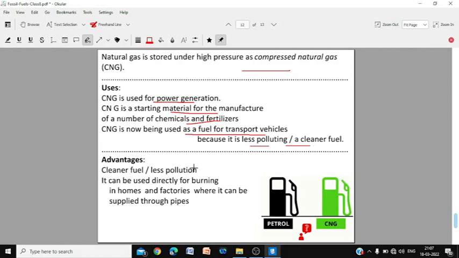What are the advantages? It's a cleaner fuel, meaning very little pollution. It can be used directly for burning in homes and factories where it can be supplied through pipelines. So nowadays you may be finding this even in petrol pumps, CNG.